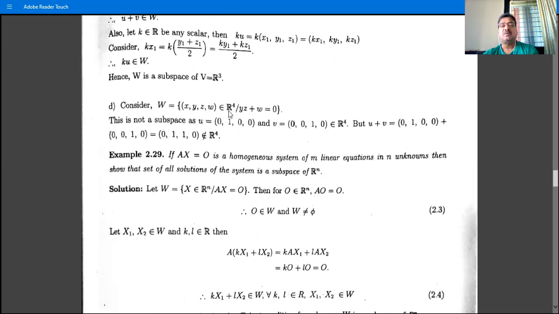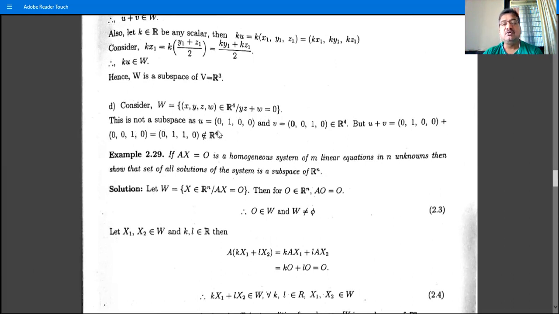(x, y, z, w) belonging to R raised to 4. This is a 4-tuple, and the condition is yz plus w is equal to 0. This is again not a subspace. Why? As we have a counterexample, this is not closed for addition. W is not closed for addition.